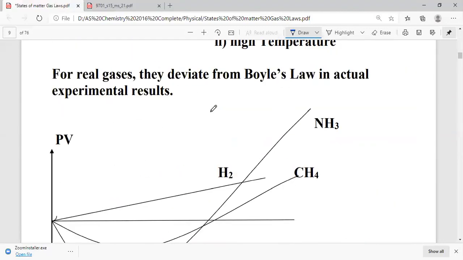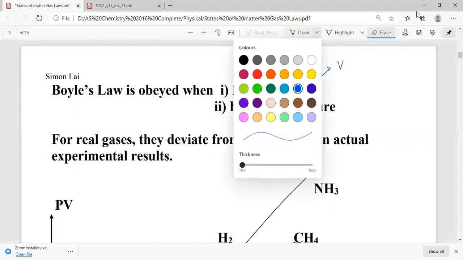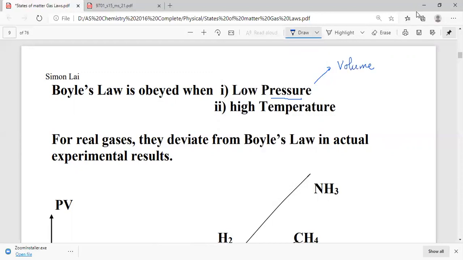Here, deviation. Boyle's law is obeyed at low pressure. Pressure is one of the most important ones. Why? Because at low pressure, the volume is normally large. So with large volume, you can consider the volume of the gas particles to be very small. Secondly, at low pressure the molecules are far apart, so there are less or no intermolecular forces. So under low pressure, you have ideal behavior and obey Boyle's law.